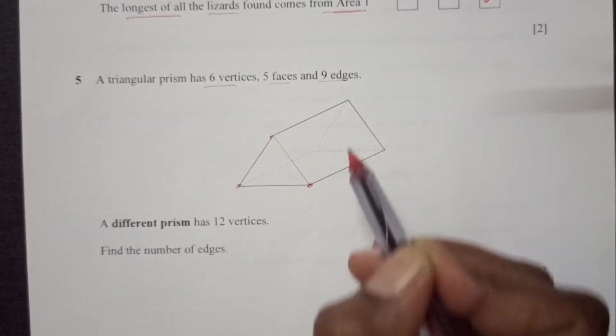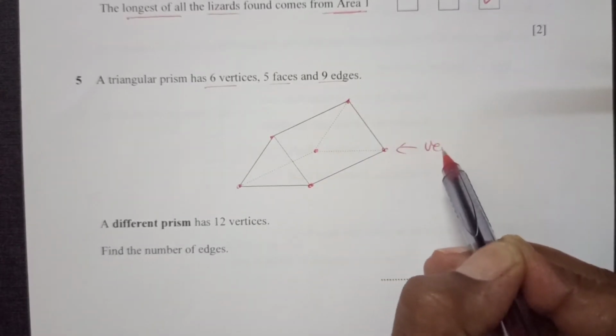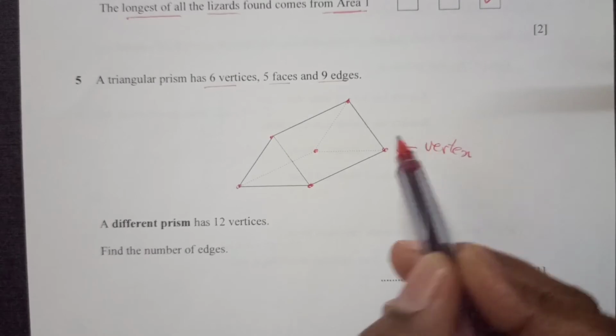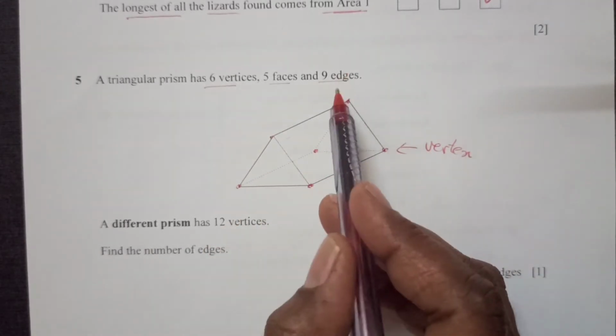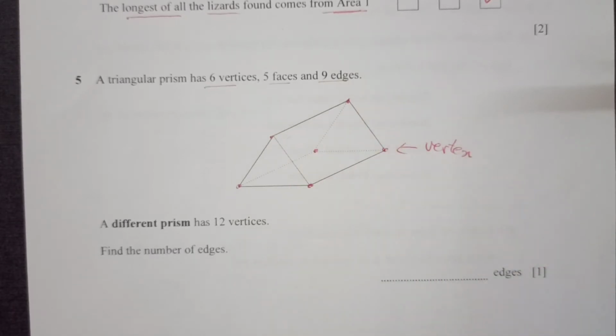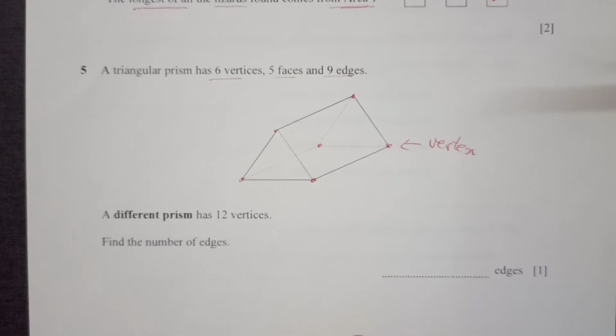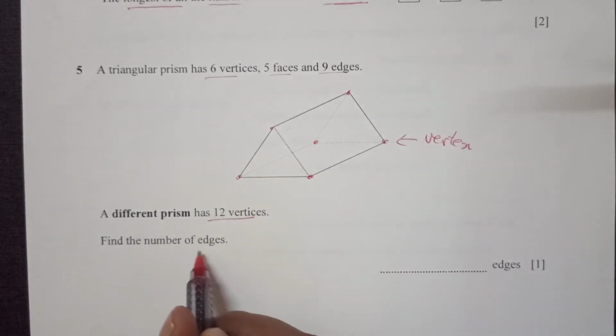These are vertices: 1, 2, 3, 4, 5, 6. This is the plural of vertex, vertices, right? Faces are these ones, you all know the faces, and edges are these lines, right? So these are edges. The question is: a different prism has 12 vertices, find the number of edges.